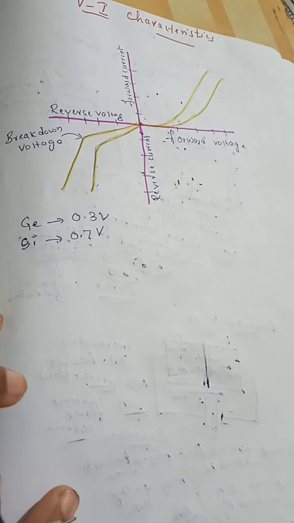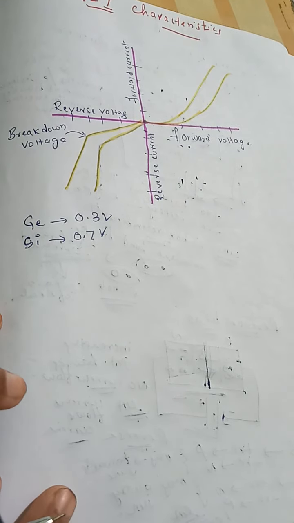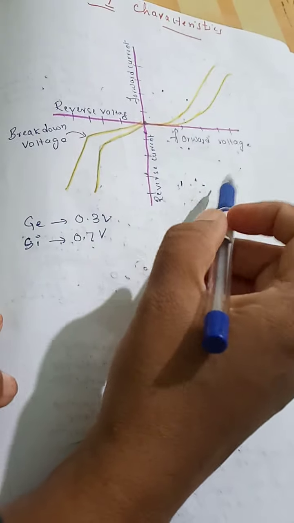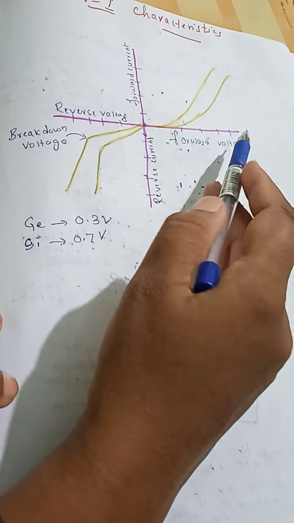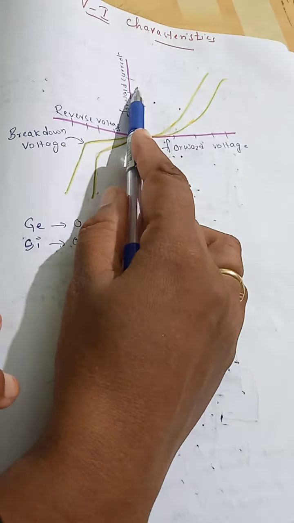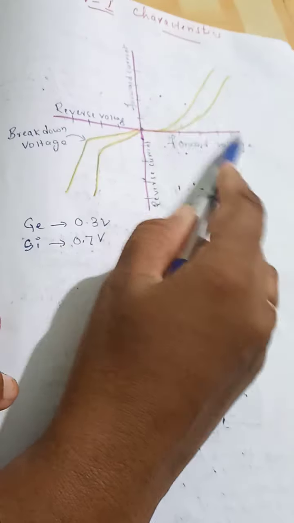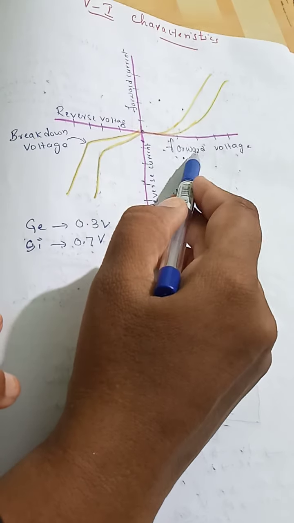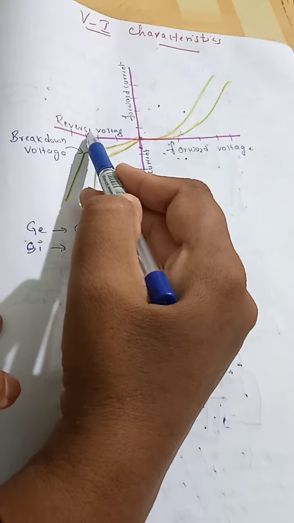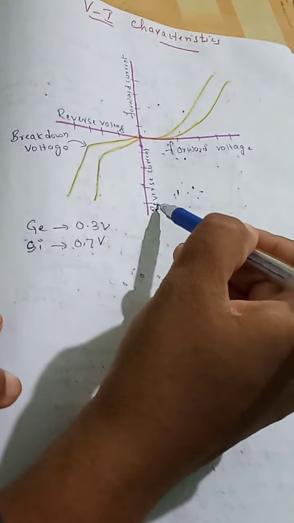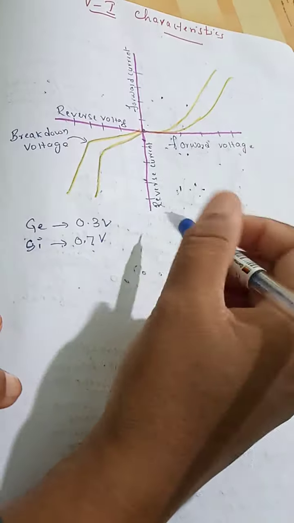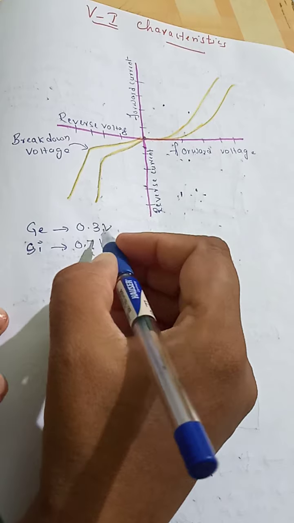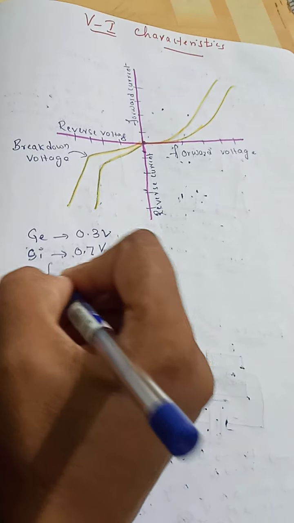VI characteristics of PN junction diode. So V for voltage, I for current. By taking voltage on x-axis, current on y-axis, we draw VI characteristics of PN junction diode. So here forward voltage, reverse voltage, forward current, reverse current, right? So now first let us talk about VI characteristics in forward biasing.